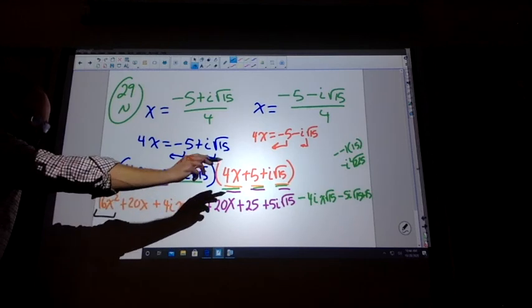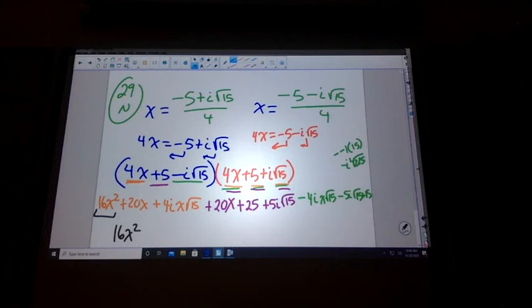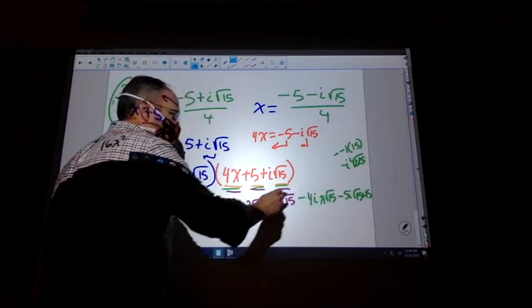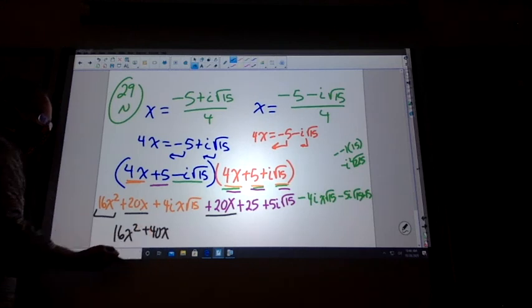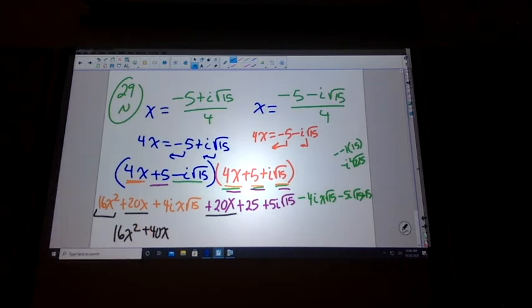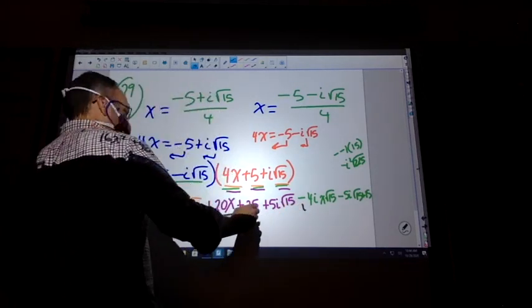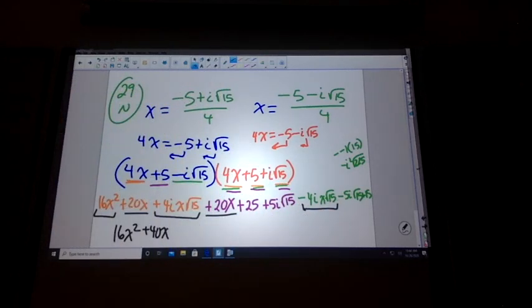Do I have any other x squareds in there? I don't believe so. Okay? I have a 20x, and I have no other like terms like that. So that gives me plus 40x. You feel comfortable with my math so far? What can you tell me about this and this? They cancel. Why do they cancel? They're exact opposites of each other. One's positive, one's negative. So this cancels this.